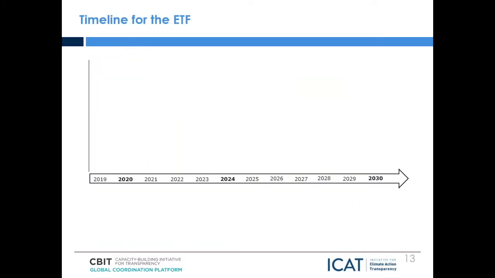So, new figure. Now we look at the timeline of the ETF, to try to put this into perspective. If we start with the current reporting requirements, under the convention, one of the key reports is the national communication. We have already mentioned them quite a lot during the presentation, and it also includes the greenhouse gas inventory, indicated here with the NI, national inventory.